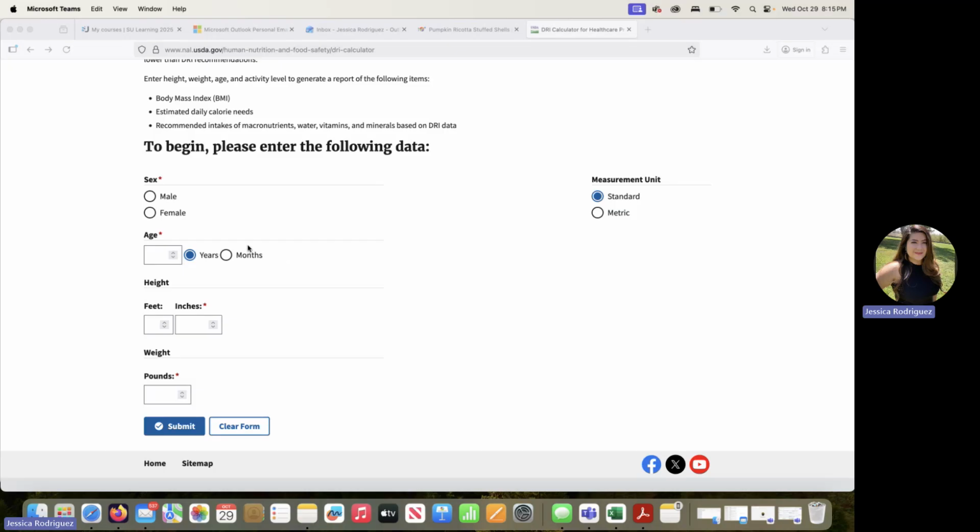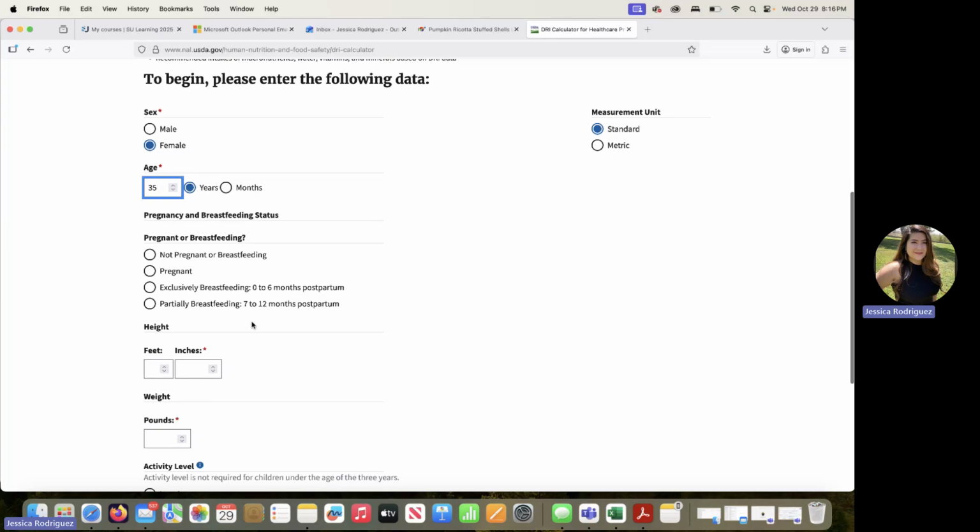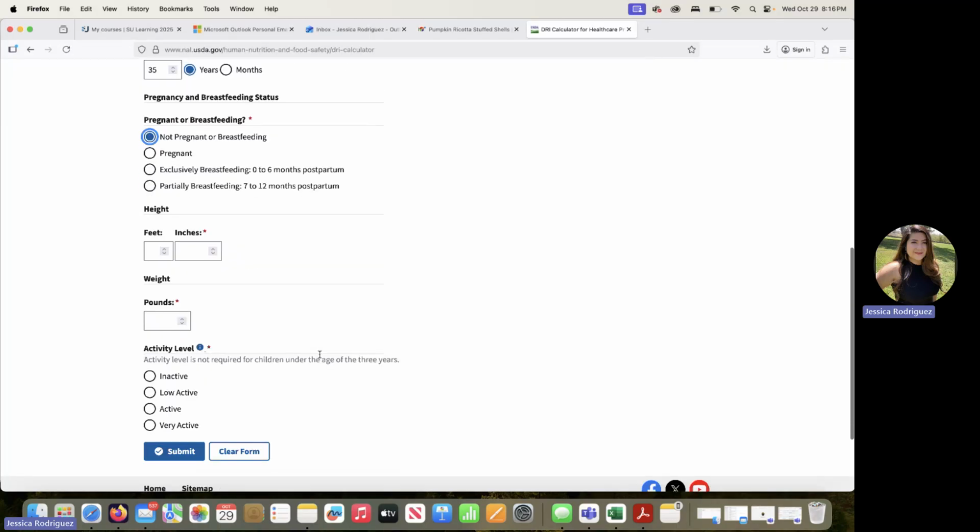Okay, so you will be entering here your age. Okay, also if you're male or female. I'm going to scroll down. Since I am female, it is going to also ask if the female is pregnant or breastfeeding at this time. This is super important information because if a mom is breastfeeding, the daily caloric needs do need to go up. Okay, so I'm going to scroll down here. We're going to go ahead and add our height in feet and inches. So let me just go ahead and add that information in.